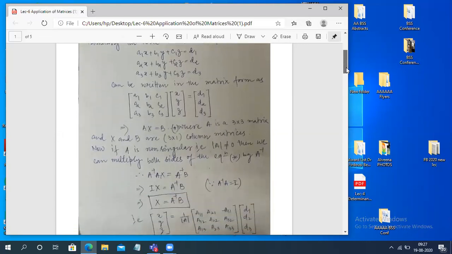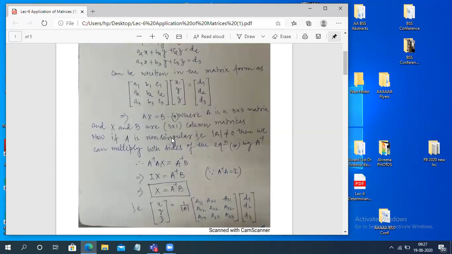Now if A inverse exists, that means if the given matrix A is non-singular, that means A is invertible, then we can multiply this equation AX is equal to B with A inverse on both sides. So it will take the form A inverse AX is equal to A inverse B. Now we already know that A inverse A always gives the identity matrix of the same order. So it will be identity matrix into X is equal to A inverse B.